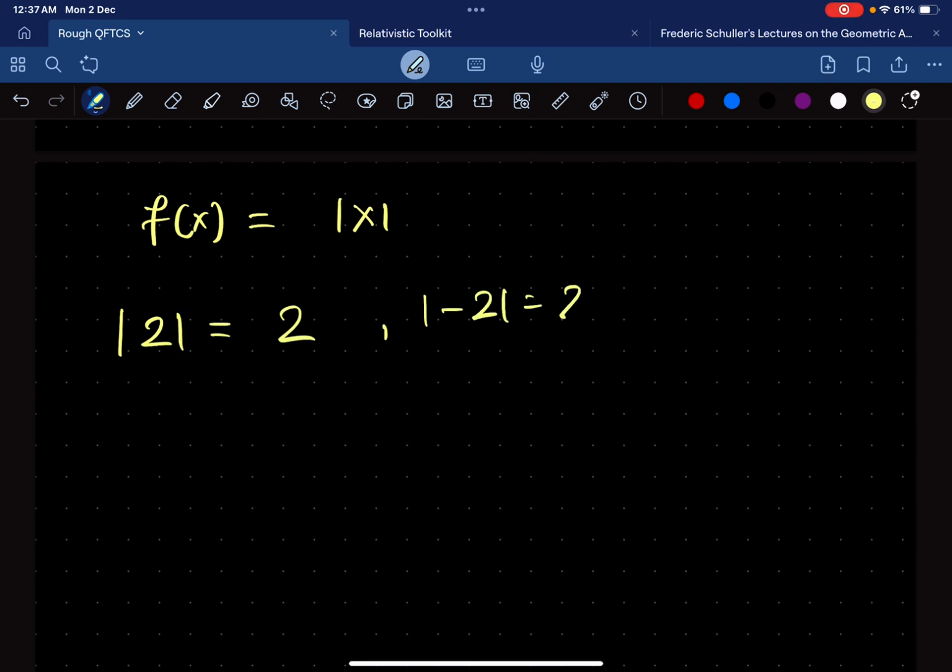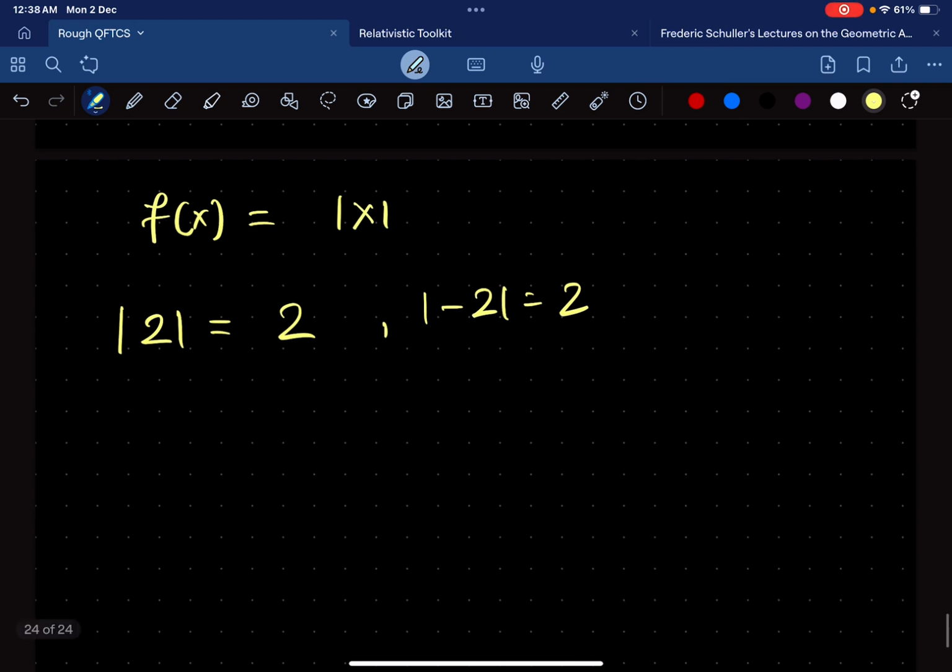Suppose there is a famous function called the mod function. What is the work of a mod function? Let me give you an example. Modulus of 2 is nothing but 2. Modulus of minus 2 is also 2. Whatever you put inside modulus, it just gives the positive value output of it.